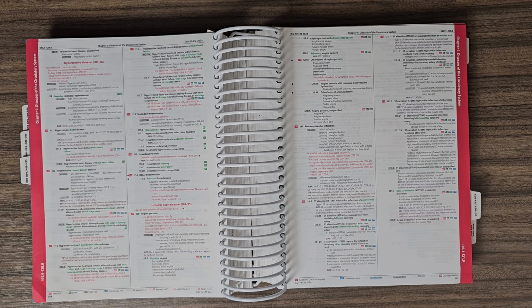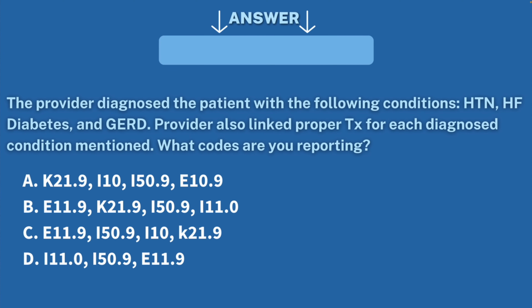For the sake of the video, I can't go look at all of the codes at the code level, but I do expect you to do that if you want to learn coding. So go ahead and flip over to I50.9 and read those coding details on your own. For the sake of the video, I'm trying to keep it not too long. I feel like it's already going to be long. So we know for sure that we're coding I11.0 and I50.9.